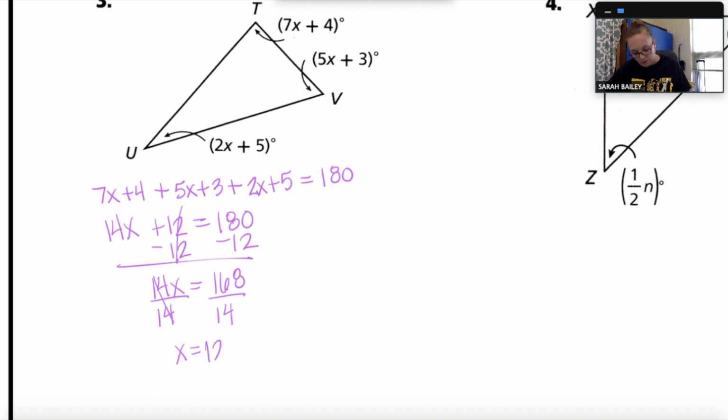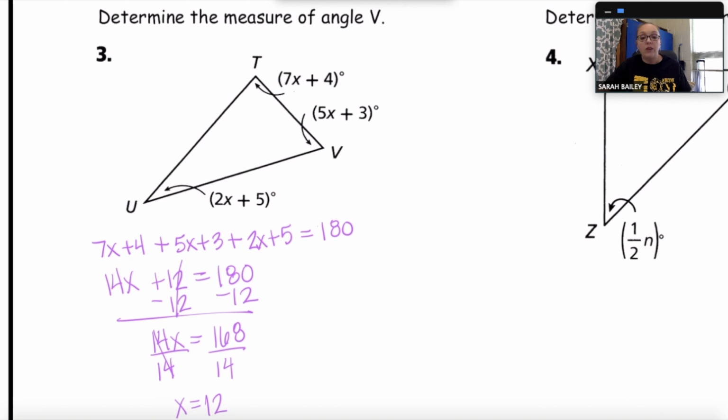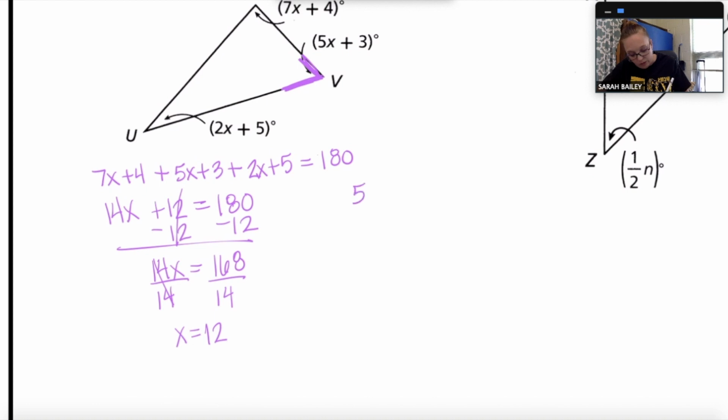and I get 12. Now, the question is find the measurement of angle V. So that's this angle right here. So V is represented by the expression 5x plus 3. So if I know that x is 12, I'm going to do 5 times 12 plus 3, or 60 plus 3. So angle V would be 63 degrees.